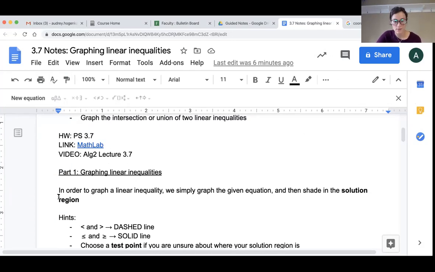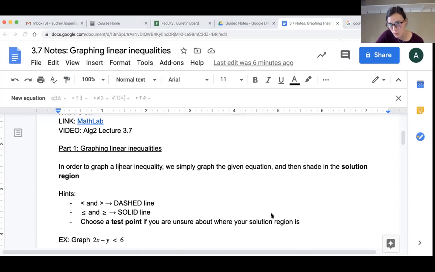In order to graph a linear inequality, we simply graph the given equation and then shade in the solution region. So a few hints that won't make sense until after we do the example: greater than and less than indicate a dashed line. Greater than or equal to and less than or equal to indicate a solid line. And then choose a test point if you are unsure about where your solution region is.